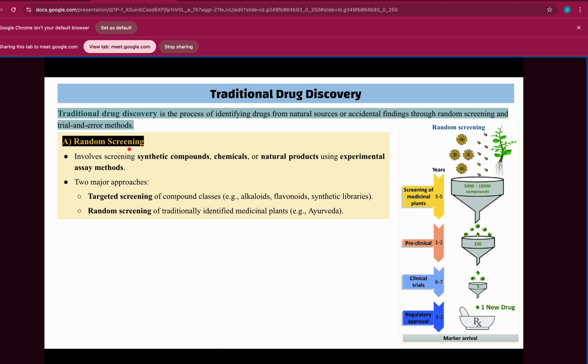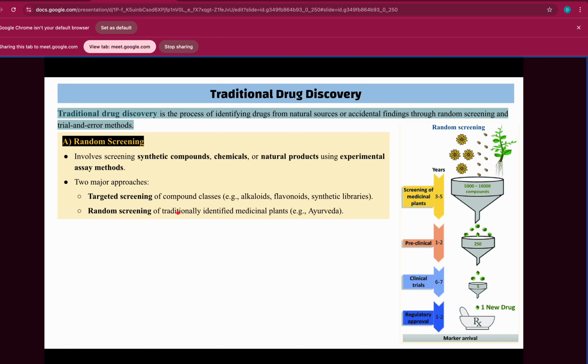The first process under traditional drug discovery is random screening. In this, you randomly screen synthetic compounds or chemicals or natural products using experimental assay methods. You do not know whether that compound is effective against a certain target or not. You randomly take certain compounds and you are just exploring it, so these are also exploratory studies. Two major approaches in random screening are targeted screening of compound classes, where you are specifically targeting certain classes of compounds such as alkaloids, flavonoids or synthetic libraries.